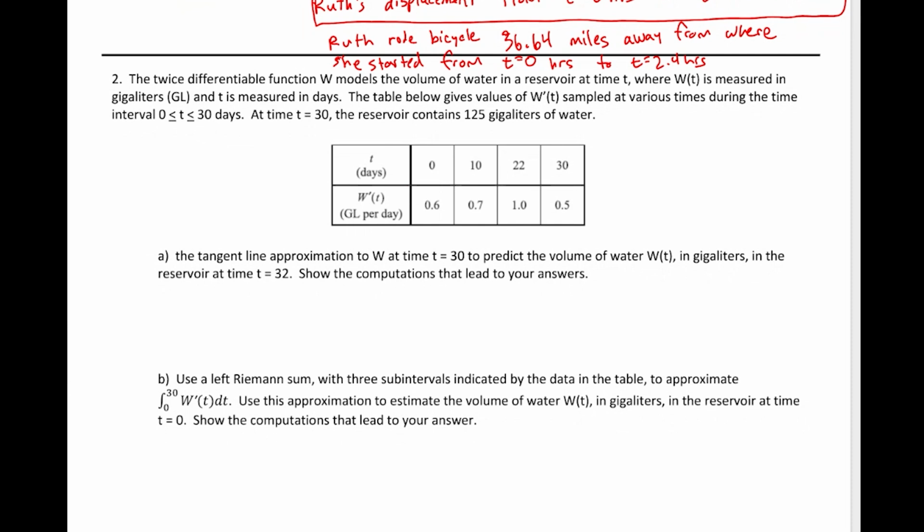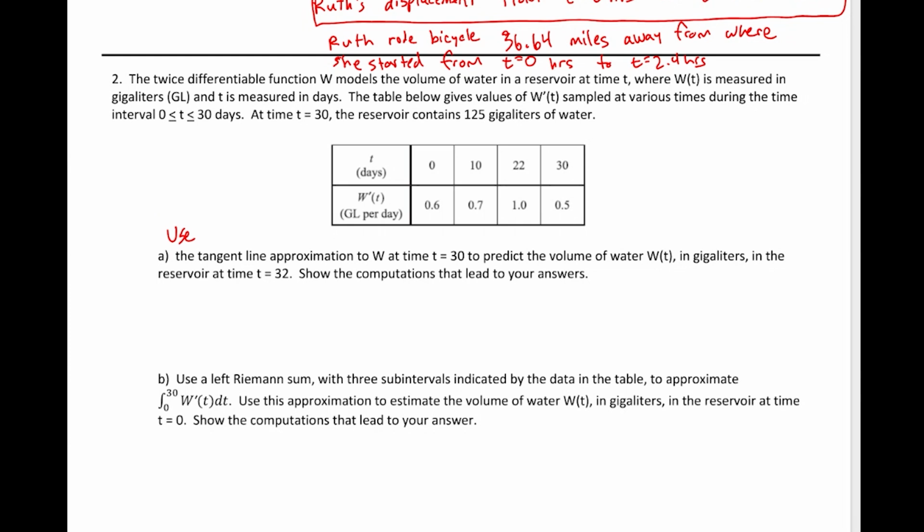I think we're missing a word here. Yeah, I think there's a typo here. I'm guessing it's just supposed to say like find. And I think that'll make a little bit more sense. You know what? I take that back. I think this should say use the tangent line approximation to W at time 30 to predict the volume of water in gigaliters in the reservoir.